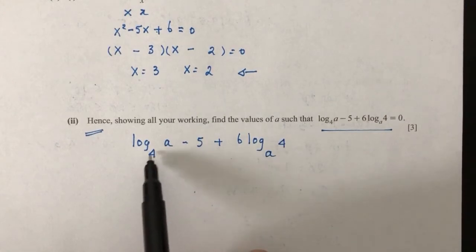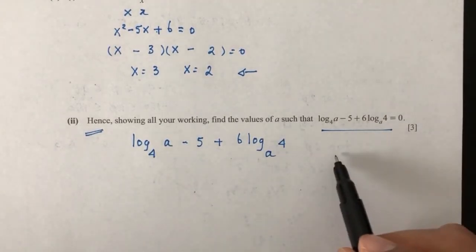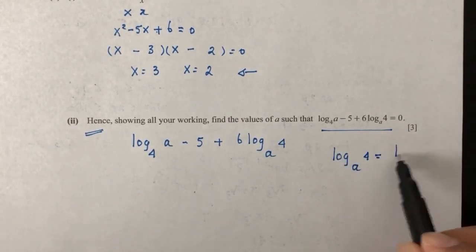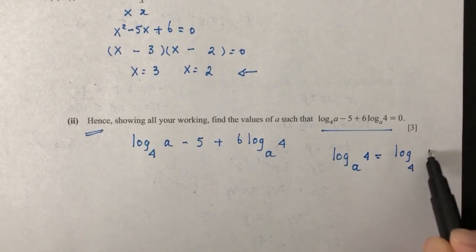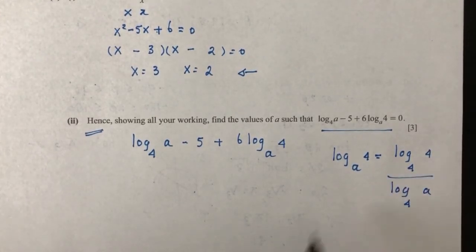As you can see, the base here is different. Let's convert this to log base 4. So how do you convert log a of 4? You will do log 4 of 4 over log 4 of a. That's how you convert that to the same base.